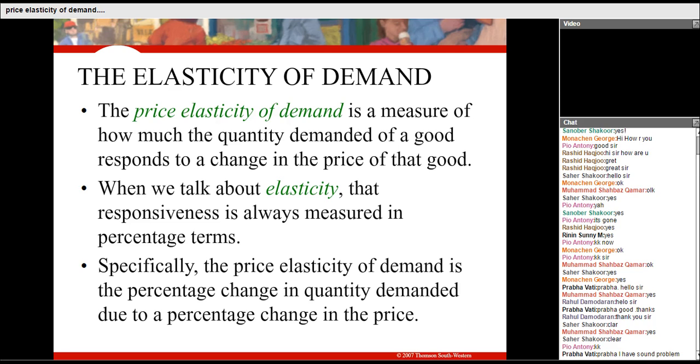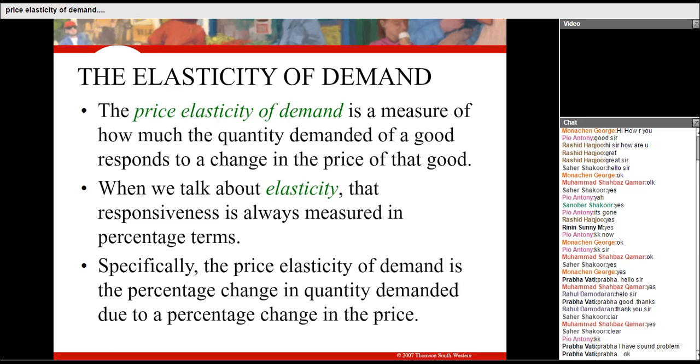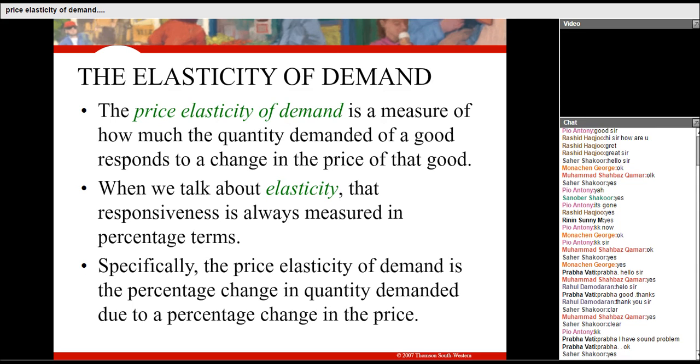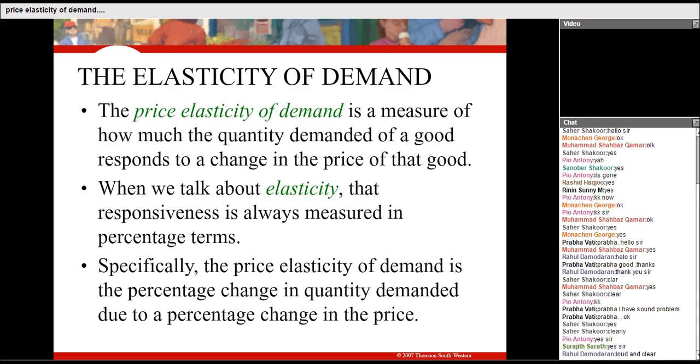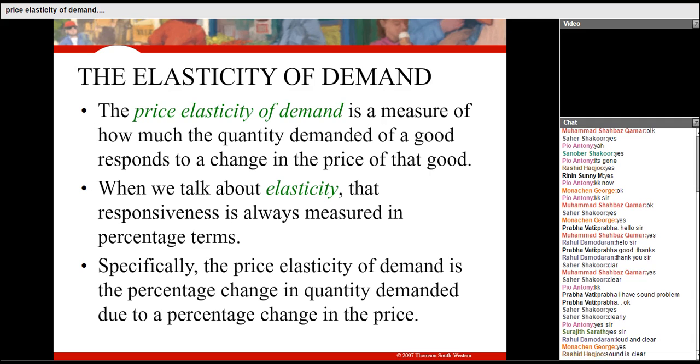Oh, Prabha is saying I have a sound problem. Prabha, the problem is not from my side because everyone can hear me. So better you check your speaker, please. Can everyone hear me, please? Yes, everyone is saying they can hear me clearly. That's good. Thank you very much. Rahul is saying loud and clear. That's good. He's saying okay, so let's move then.